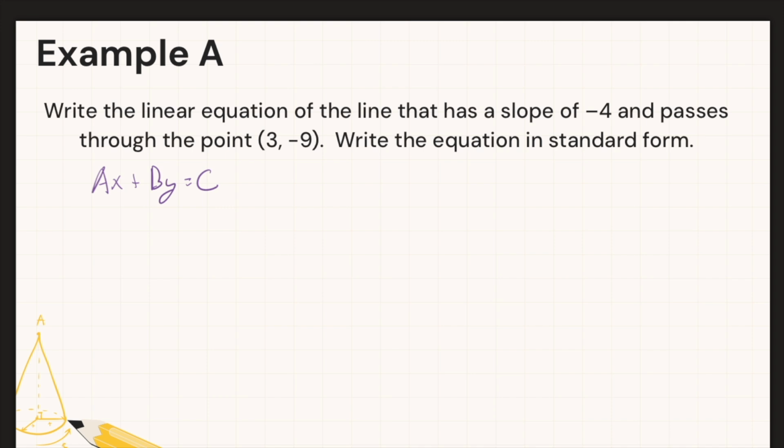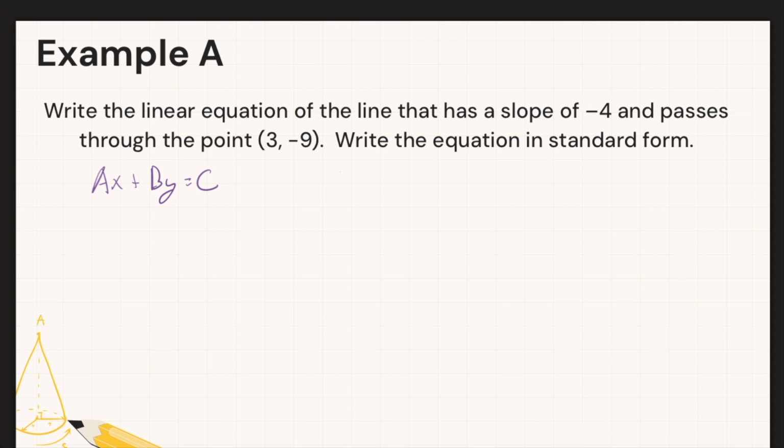Now we've got to figure out how we can write this in a form, because we can't just write it straight in standard form. We don't have c, we don't have b, and we don't have a. We really only have our slope. So we've got to make sure that we can put that into a form that we know. So we can't just go straight into standard form. So we're going to use point slope to help get us there.